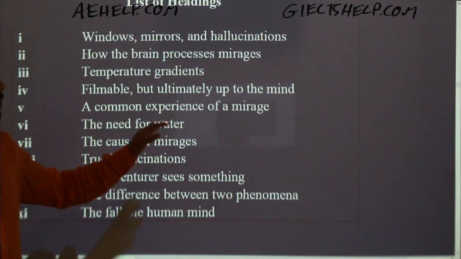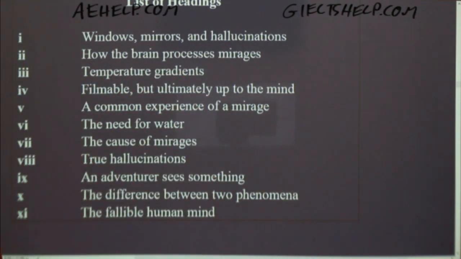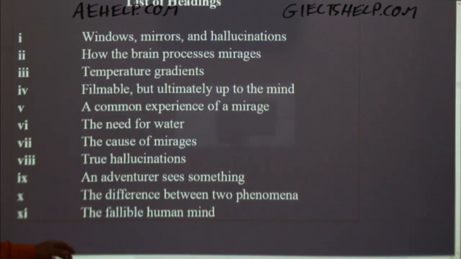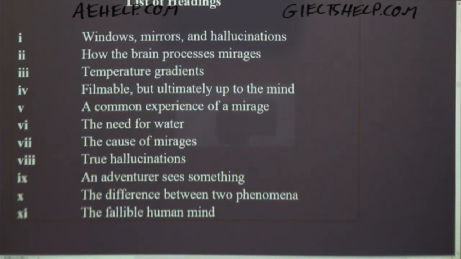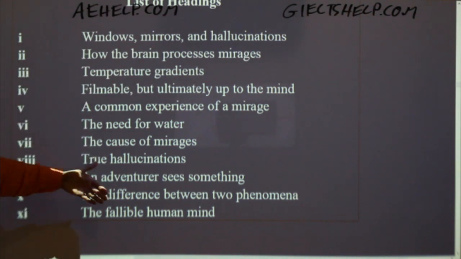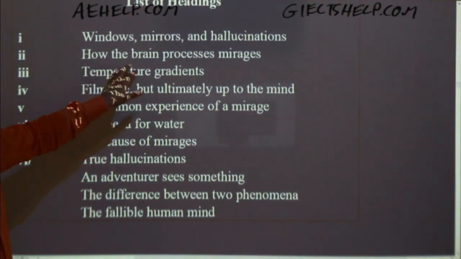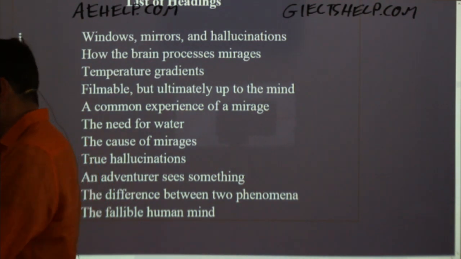So, windows, mirrors, hallucinations. Yeah, I could maybe choose that if I was skimming and scanning, because there's a lot of words like mirrors in there. Number 2, how the brain processes mirages. Hey, that looks pretty spank on what we just talked about there. Temperature gradients, filmable. It's okay to skim through the rest of them just to make sure there isn't something even closer to what we're thinking about. But how the brain processes mirages, I definitely agree, is probably the best answer, okay?